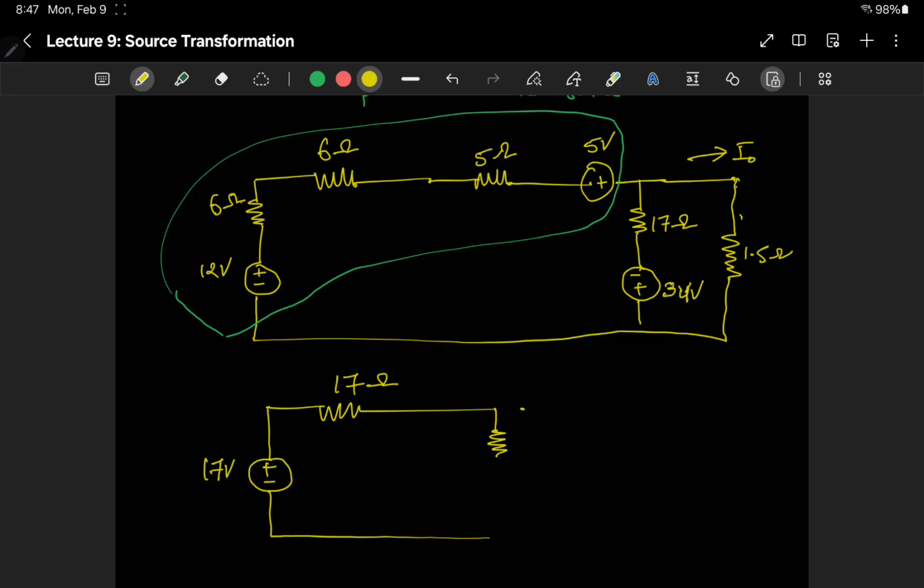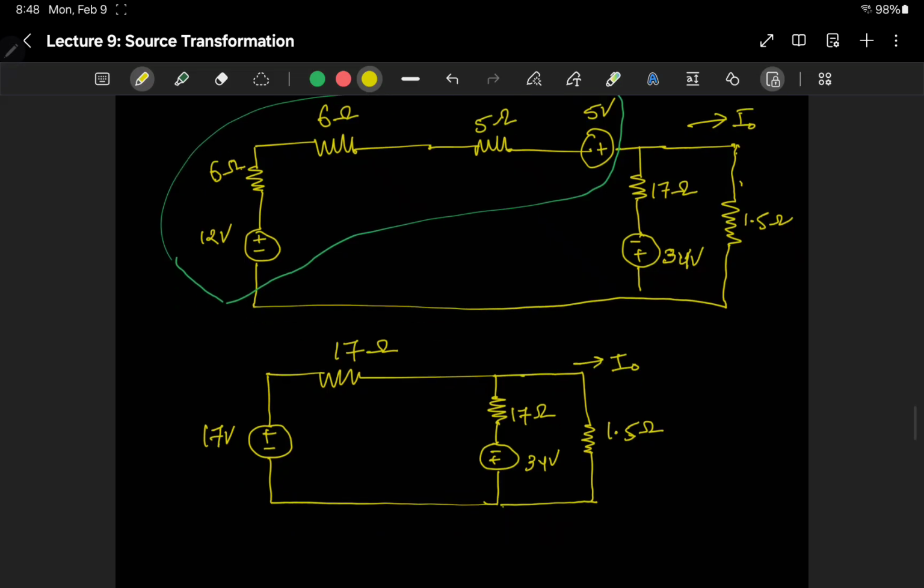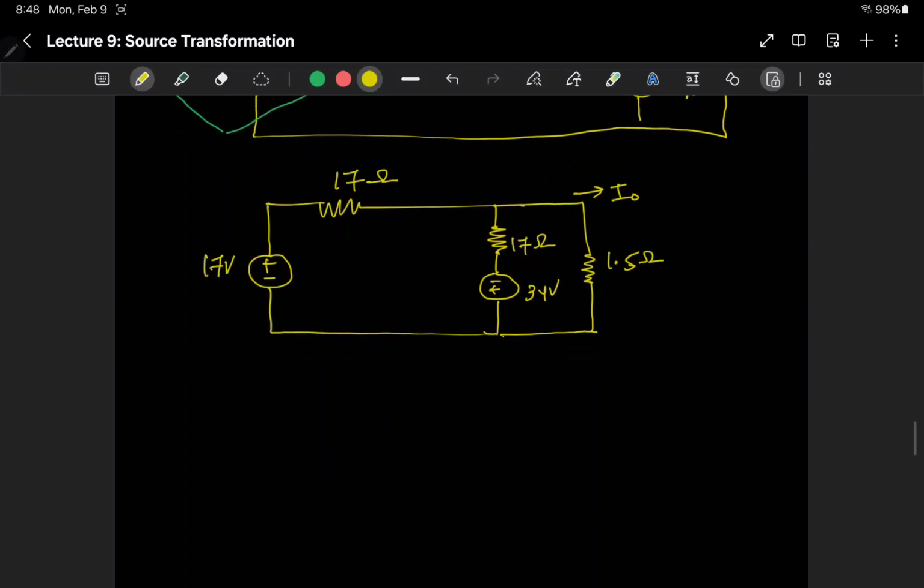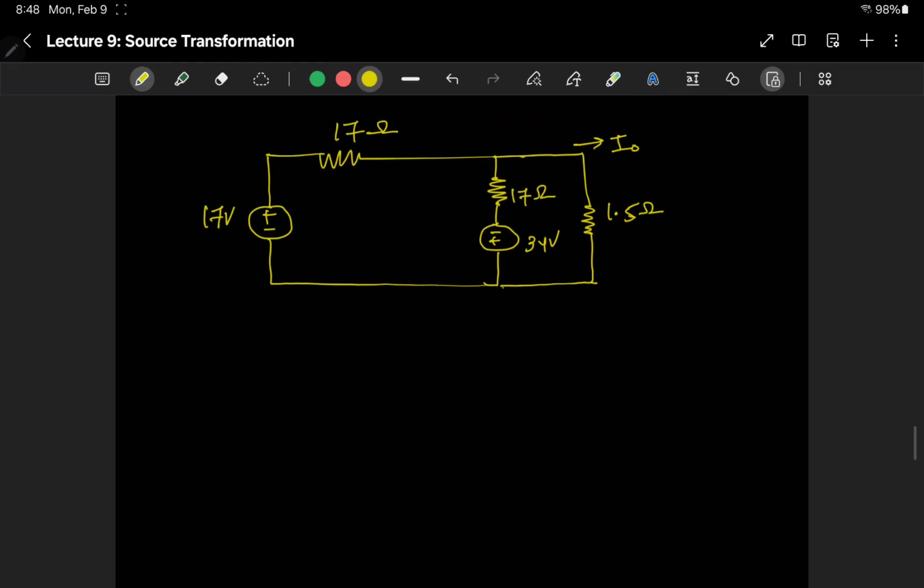So we have 17 ohm, this one is 17 ohm, and we have the voltage source, 34 volts, and we have the 1.5 ohm, and this is the current we want to determine. So now we have two voltage sources. In our area, our current of interest is in parallel. We can actually convert these voltage sources into current sources and finally find I naught.